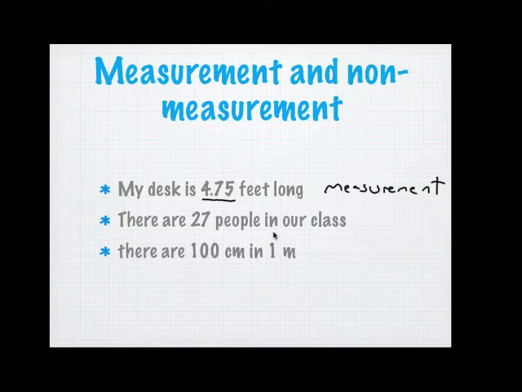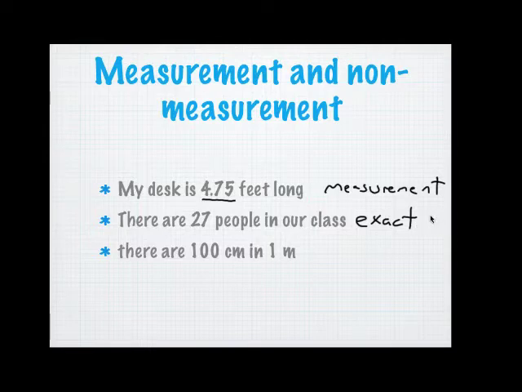So there are 27 people in our class. I think it's pretty similar to the example I said on the last slide. That's a count. There's not going to be 27.1 people, hopefully at least not. Something that's exact. There's not going to be one finger laying on the floor.